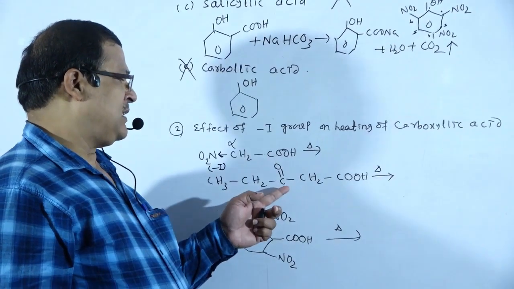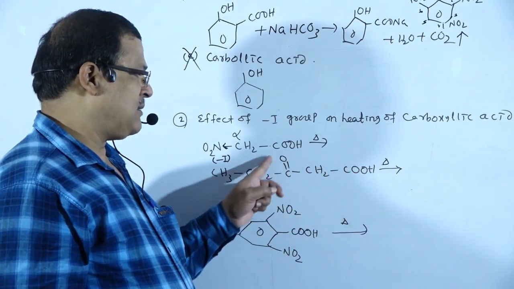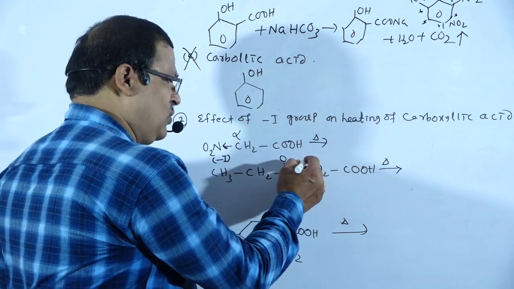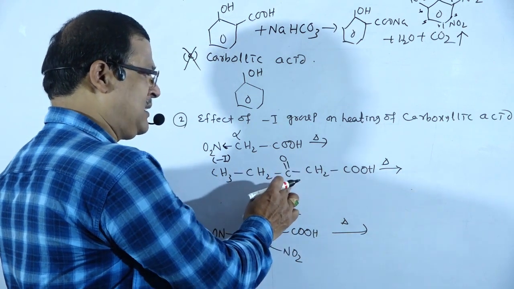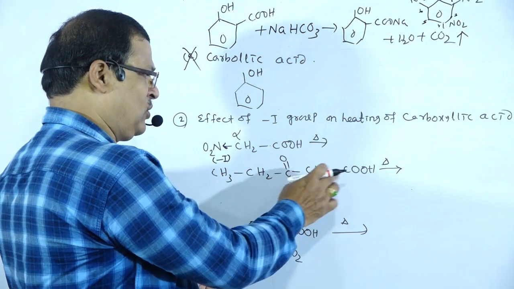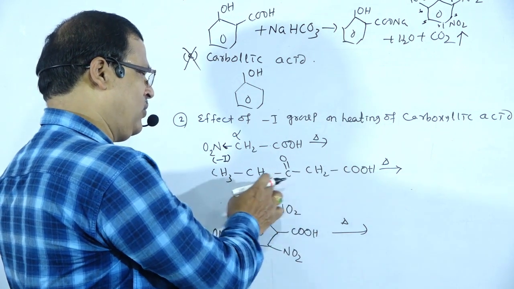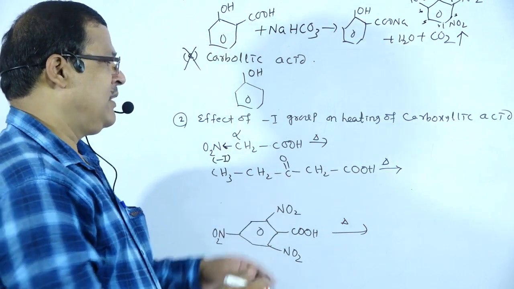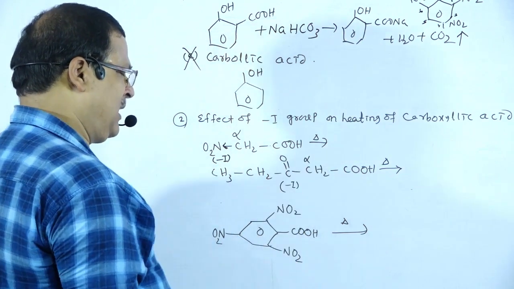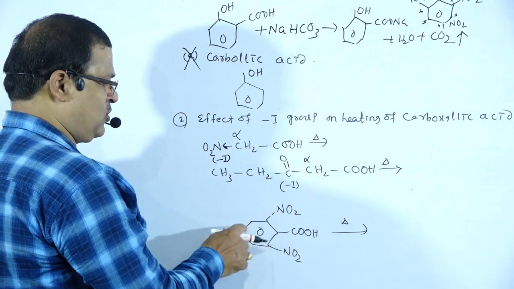Next, the other example. This is your alpha, and the CO group is treated as a -I group, an electron withdrawing group. So the COOH group, 1, 2, 3, 4, 5, is 3-oxopentanoic acid, which contains a -I group at the alpha position. Similarly, a COOH group is there, and an NO2 group is present at the alpha and also the gamma position.